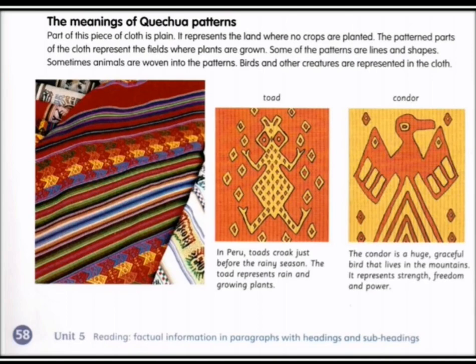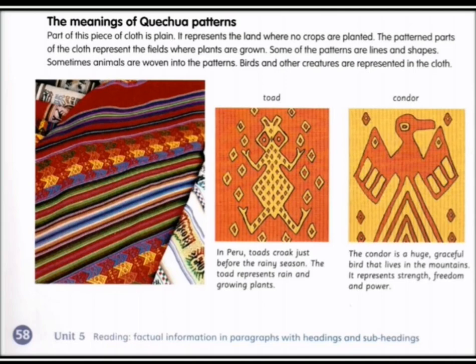The meanings of Quechua patterns. Part of this piece of cloth is a plain. It represents the land where no crops are planted. The patterned parts of the cloth represent the fields where plants are grown. Some of the patterns are lines and shapes. Sometimes animals are woven into the patterns. Birds and other creatures are represented in the cloth.